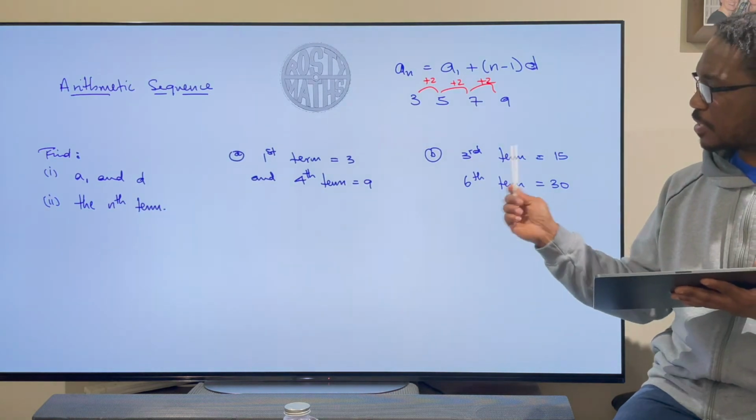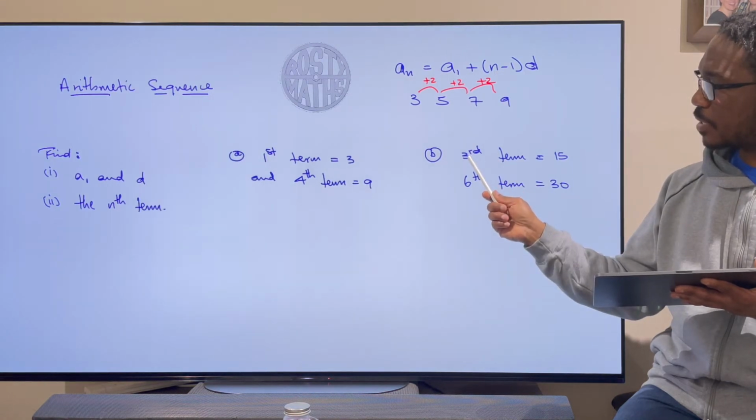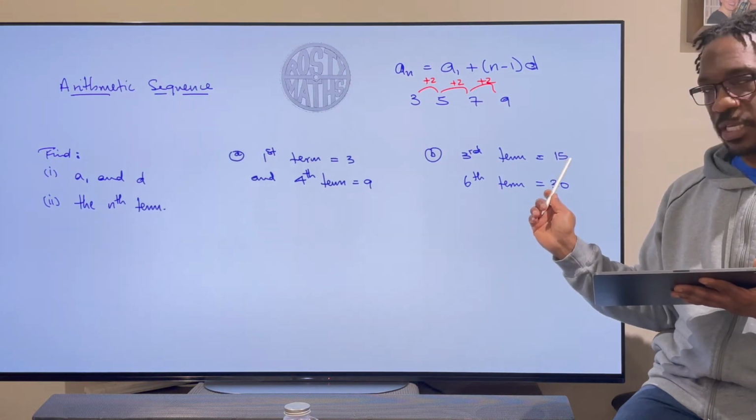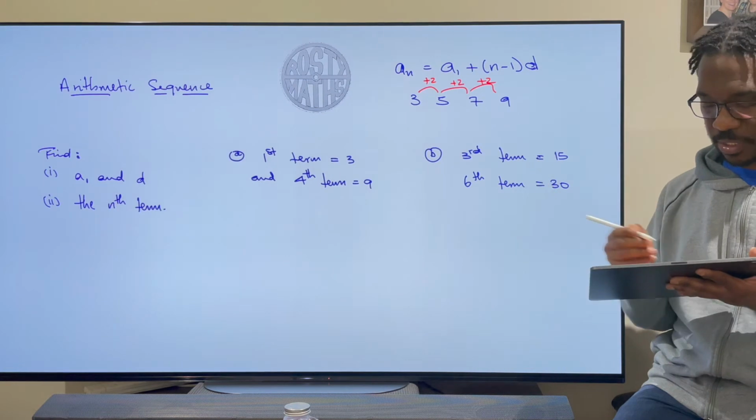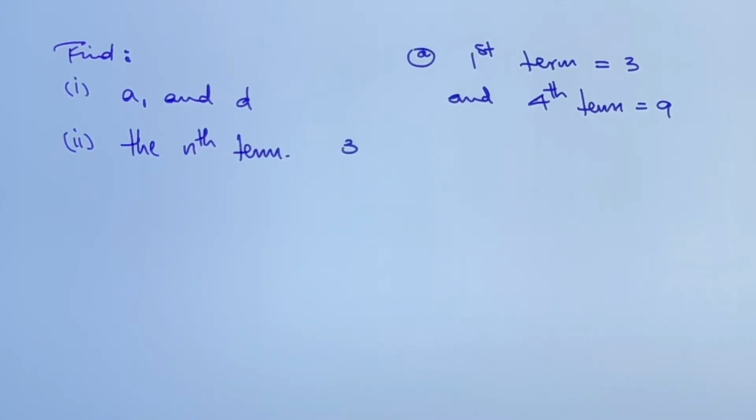Now, if the third term is 15, it means I need to change n to 3, and then I put everything equal to 15. Let's go and see what that gives me. So I'm going to write third there, and that implies that I've got a, which is my first term, plus, now n is 3. So now I'm going to have 3 take away 1 times d, and it should equal 15.